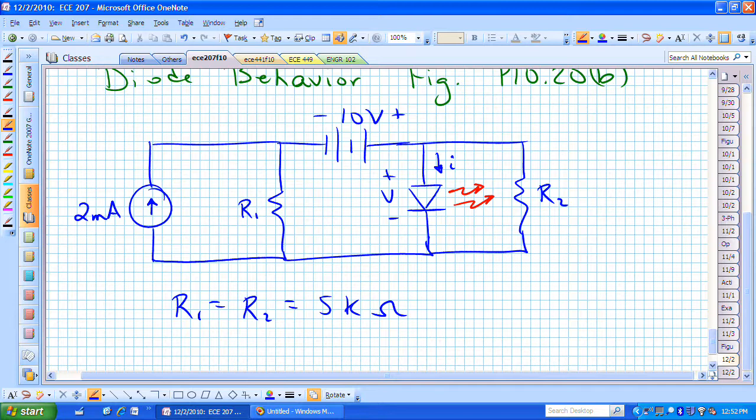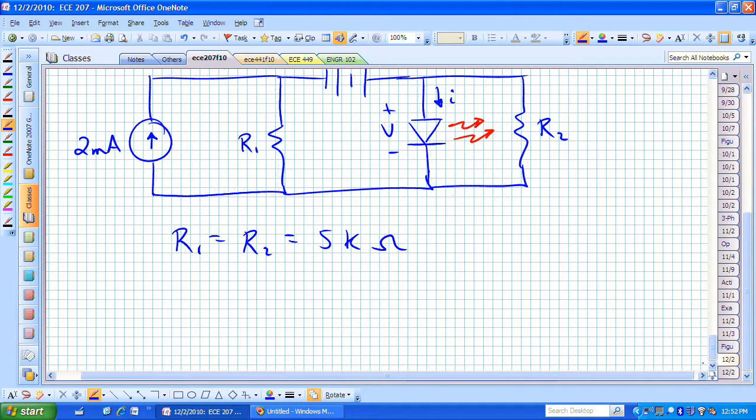And if I gave you this problem and said, okay, what will V and I be in this particular circuit, you would be trying to find the magic value or the specific value of voltage and current that satisfies this circuit, and under what condition will that LED light or be illuminated. This looks a little bit involved, but what we can do is we can redraw this circuit.